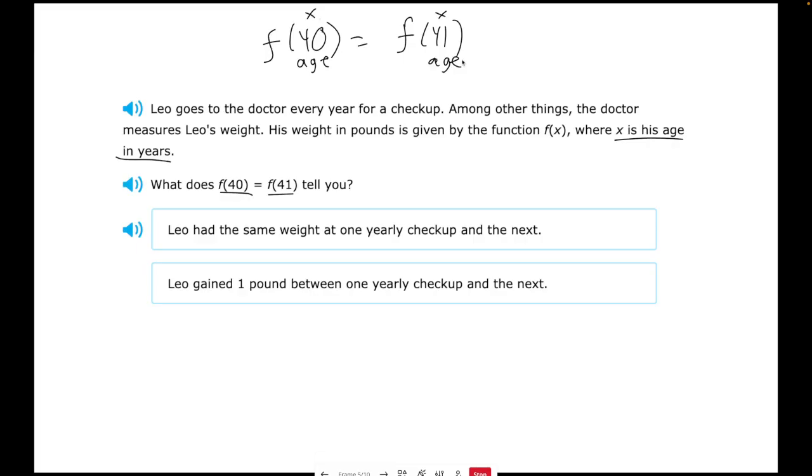So immediately we should be able to look at this second answer and say that's incorrect, because we didn't gain 1 pound. We are going up in years. The age is what went up by 1. So we know this answer is incorrect. And the first answer says Leo had the same weight at one yearly checkup and the next. Every year, when he went at 40, it was the same. That's what equals means. So at age 40, it was equal to age 41. He had the same weight at age 40 and age 41.